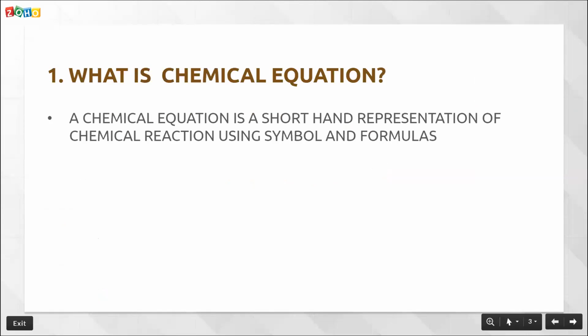As discussed in the previous video, a chemical equation is a shorthand representation of a chemical reaction using symbols and formulas. That is, we can write a large chemical reaction in a simple way by using symbols and formulas, and that is termed as chemical equation.